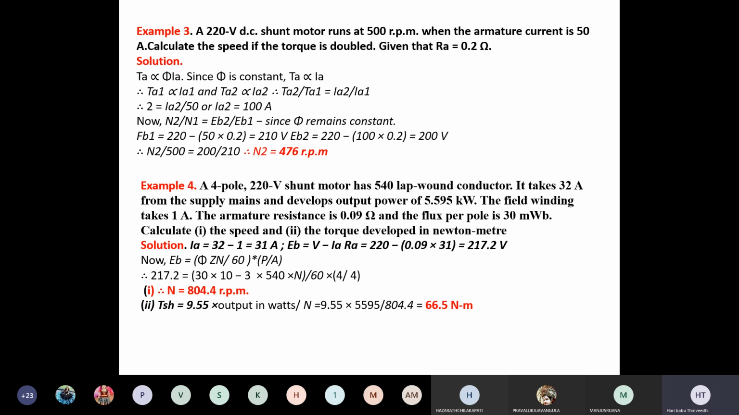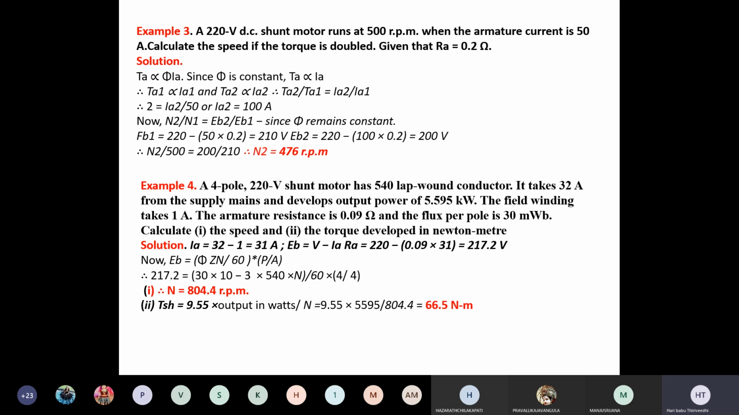EB is equal to V minus IA RA. By using that formula, EB1 is equal to V minus IA1 RA, and EB2 is equal to V minus IA2 RA. Therefore, EB1 is equal to 220 minus IA1 into RA. Armature current is 50 into 0.2, so EB1 is 210. EB2 is equal to 220 minus IA2 RA. Torque is doubled, which means current is also doubled, so 100 into 0.2, that is 200 volts.